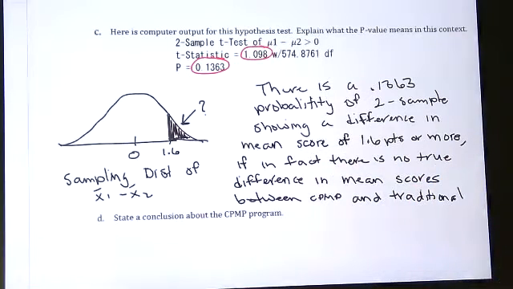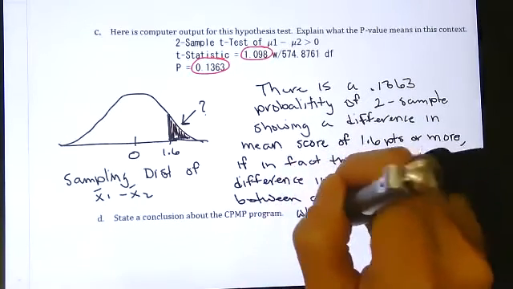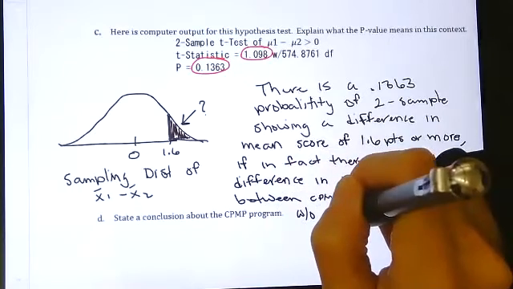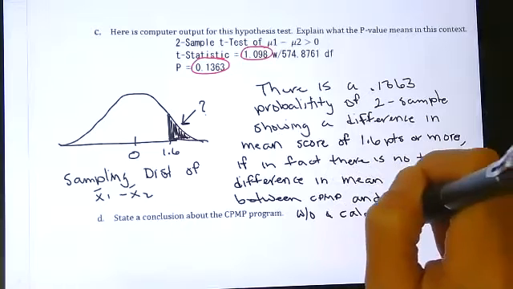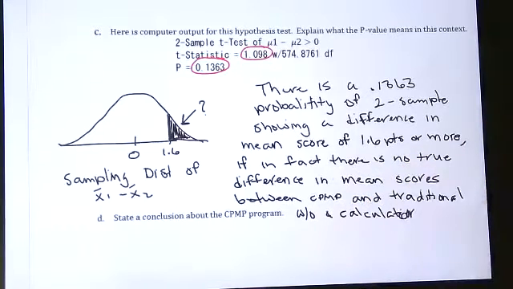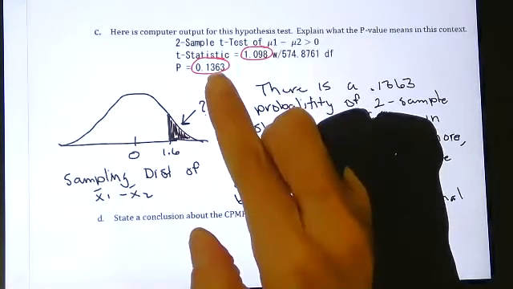Okay. So if there's no difference, if the two programs are identical, specifically when they're testing without a calculator. So if students are taking a test without a calculator, if the two programs are identical, the chances of seeing what we just saw, a 1.6 point difference, is about 14%.